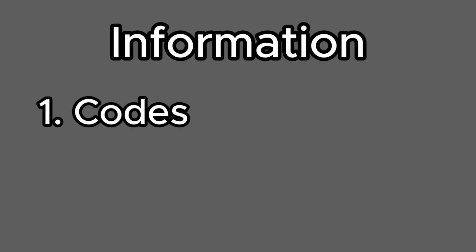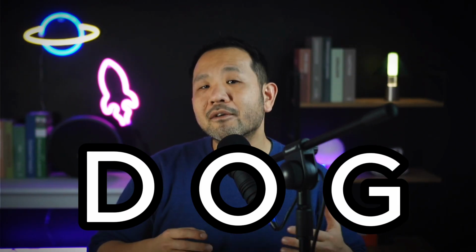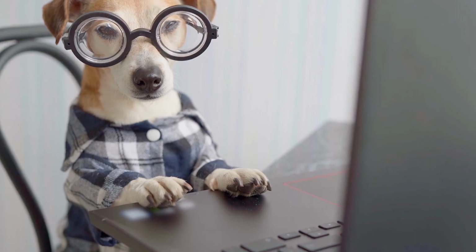In an earlier video, I mentioned that information can be encoded if we had codes, a sequence of those codes, and the general consensus of the direction in which we read and understand those codes. The example that I used was the word dog, where the alphabet letters that acted as codes would be sequenced with D, then O, and G, and when reading from left to right as we conventionally do, gave us enough information to know that we're talking about a canine animal. The same thing is true with DNA.